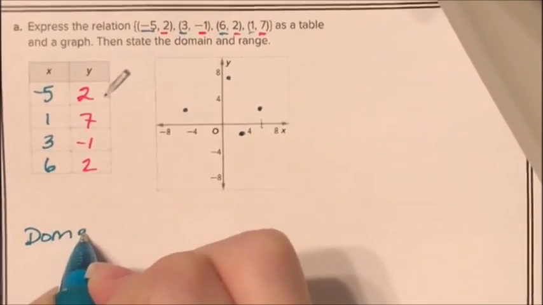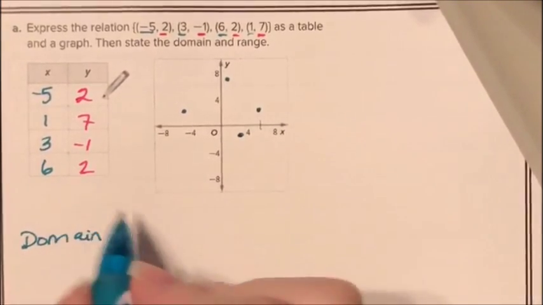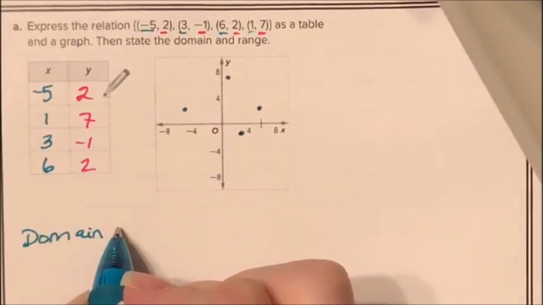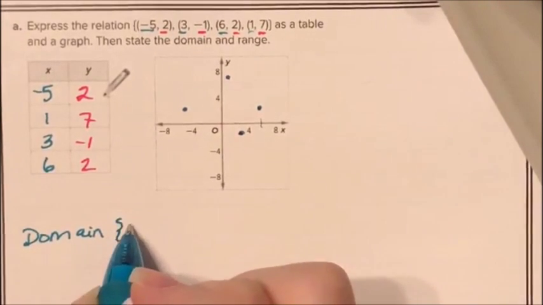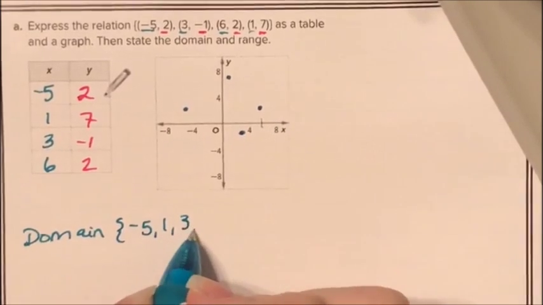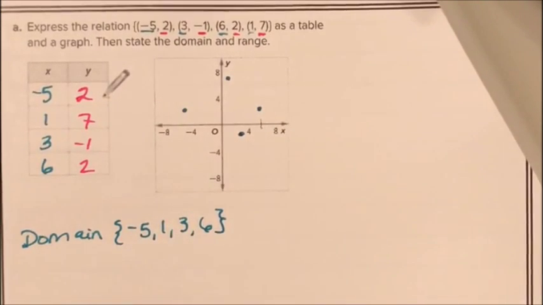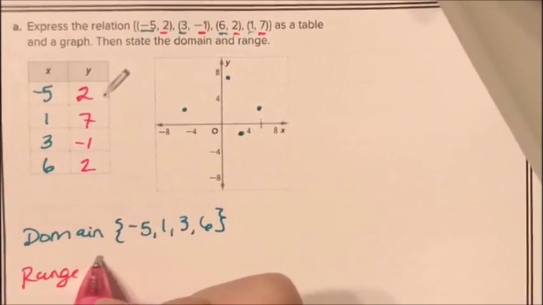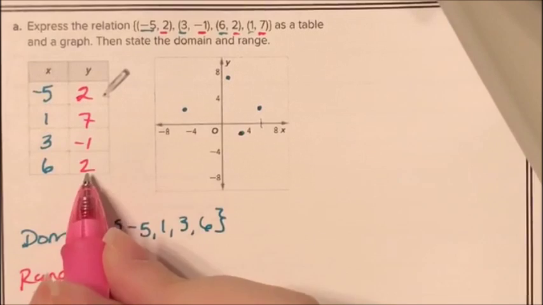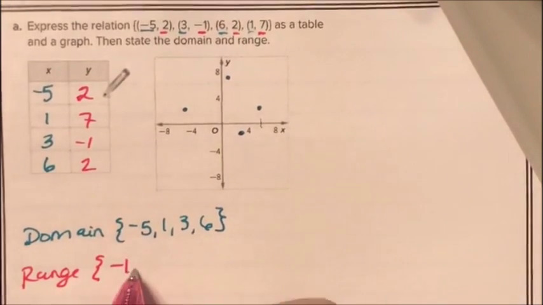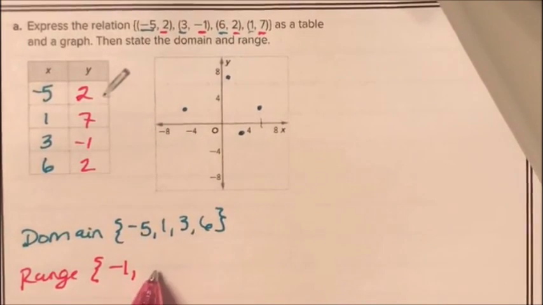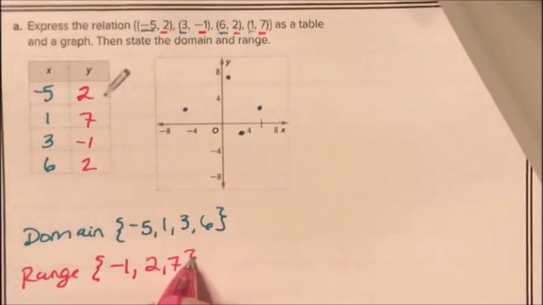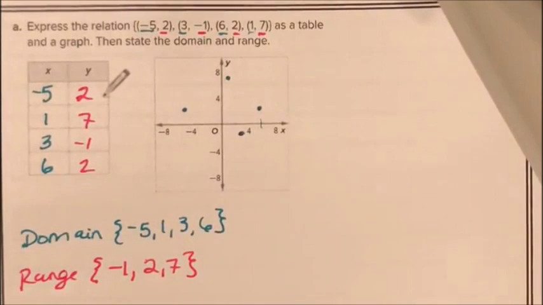My domain are my x values. Okay. So -5, 1, 3, and 6. And then my range are my y values. So I already have 2 twice, so I don't need it both times. So I have -1, 2, and 7. And I put them in numerical order. Again, you don't have to, but that's typically how they're written. Okay.